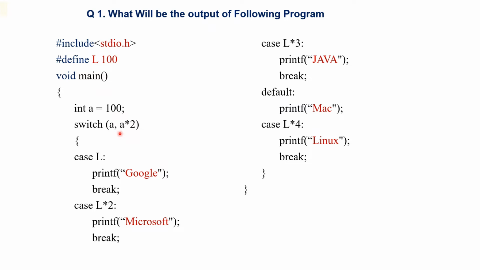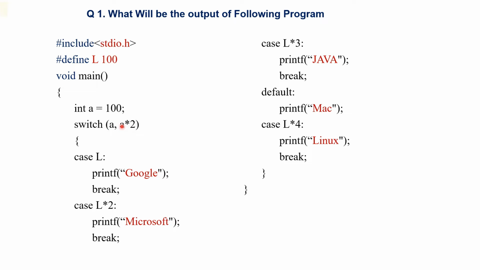So here in this comma operator, result of this expression will be equal to the second value after comma. So that is, result of this expression will be equal to a*2. So that means 100*2. So this switch expression results in value 200, and therefore any case value that matches 200 will be executed.